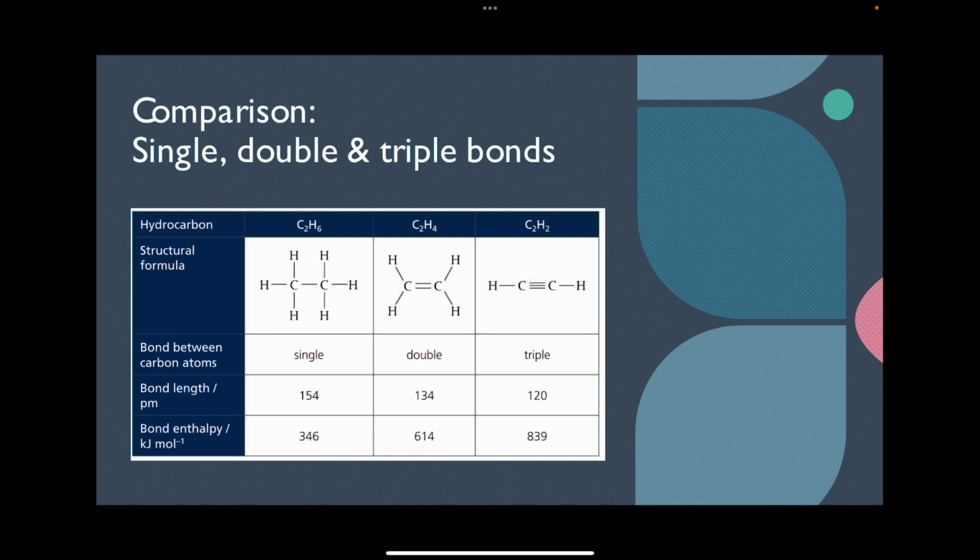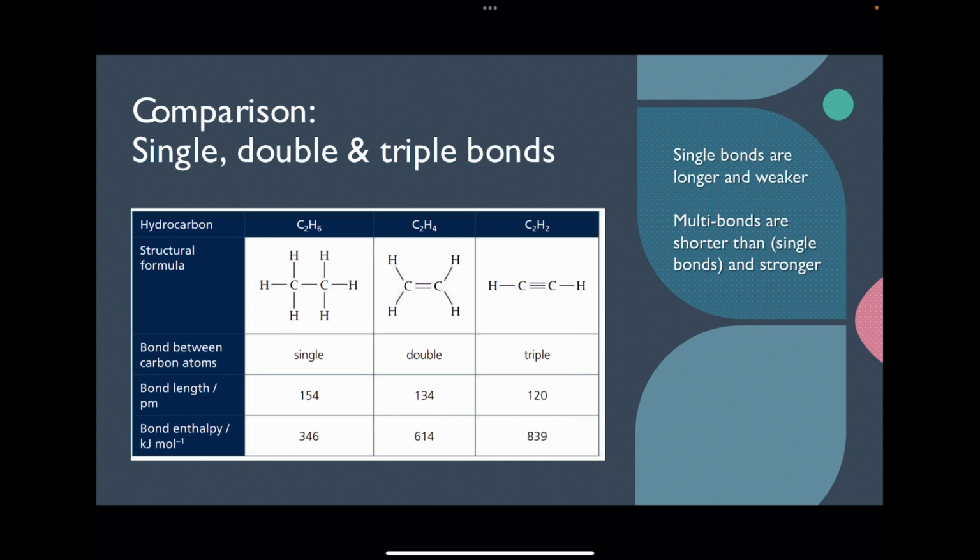Now, out of all of these different bonds, every covalent bond is characterized by 2 values: bond length and bond enthalpy. Here are some data in comparison. As we can see, even between the same atoms, single bonds tend to be longer and weaker with lower bond enthalpy, while multiple bonds are shorter than single bonds, but they are stronger than single bonds.